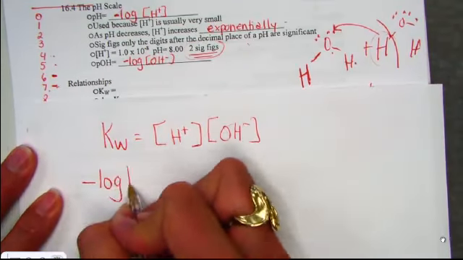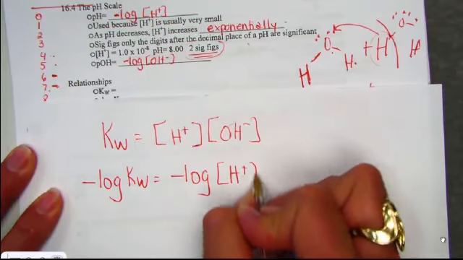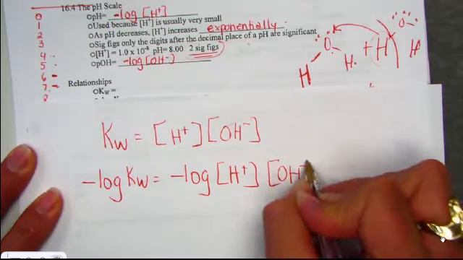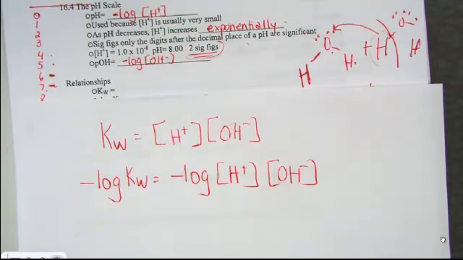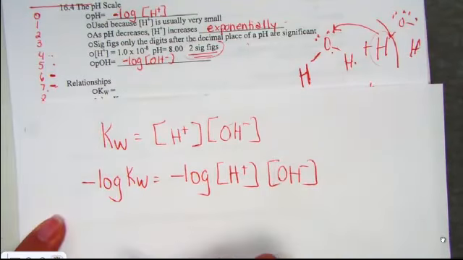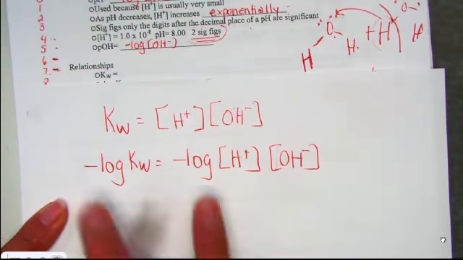Let's take the negative log of Kw and set that equal to the negative log of H plus and OH negative. Now when I negative log, that's a math term called P. pH, pOH, pKa, pKb, pKw. Anytime you hear that little P, it's a mathematical thing. It's not really chemistry, it's math. That means negative log. So negative log Kw equals negative log H plus times OH negative. I'm just taking the negative log of each side.